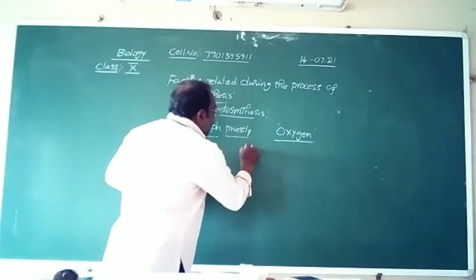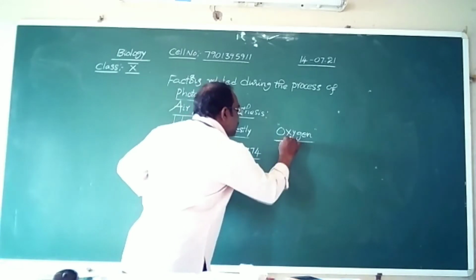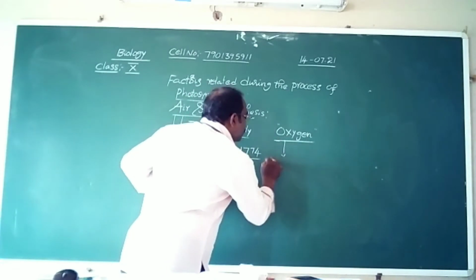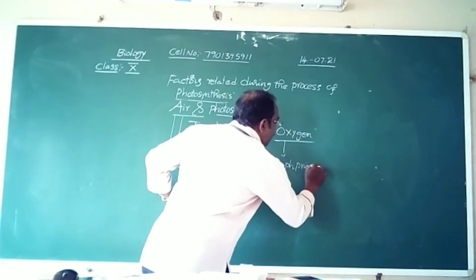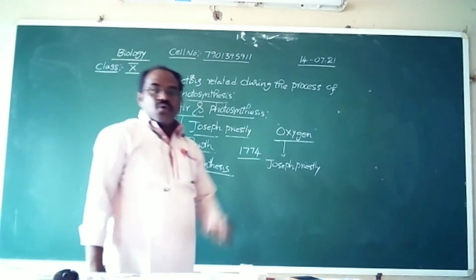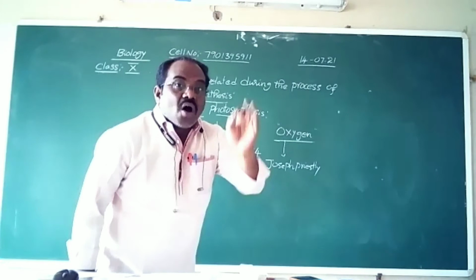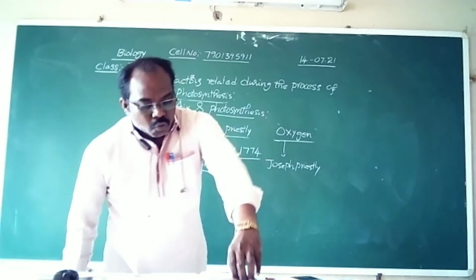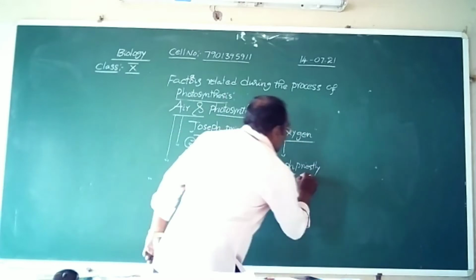In the year 1774, oxygen was discovered by Joseph Priestley. Very, very important, my dear students, from the examination point of view. Who discovered oxygen gas? Joseph Priestley, in the year 1774.